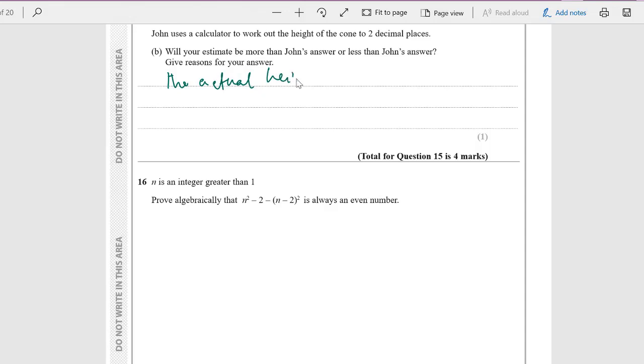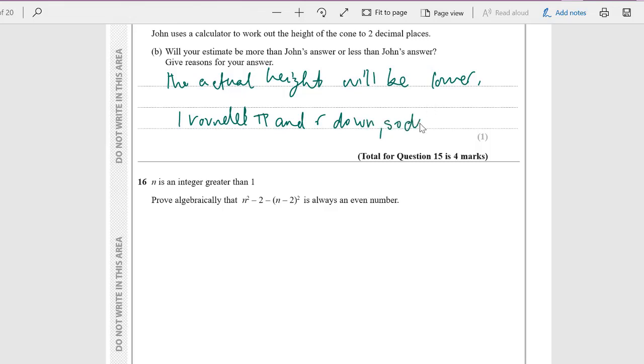So the actual height will be lower, and I'll explain why. So I rounded pi and r down. So essentially dividing by a smaller number.